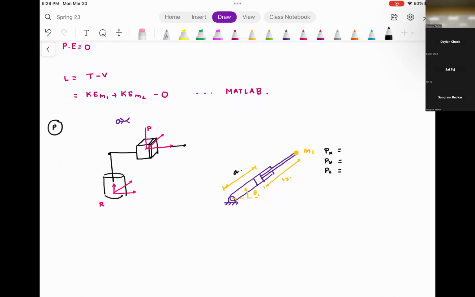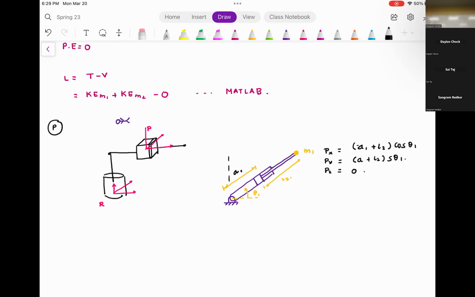So Px is going to be A1 plus L2 cosine of theta 1. Py is going to be A1 plus L2 sine theta 1, and Pz is 0. So what I need to do is to find the kinetic energy.